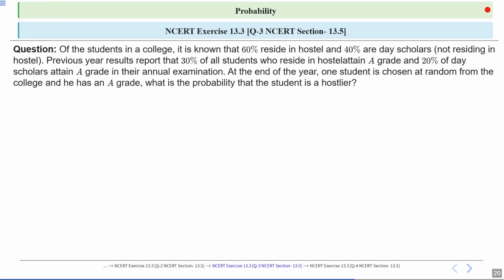Now, let's look at question number 3. Given 60% students are hostelers, 40% are day scholars, 30% hostelers get A grade, 20% day scholars get A grade, and a student is chosen at random and has an A grade. Find the probability that the student is a hosteler. So first of all, try it yourself and then see the solution.